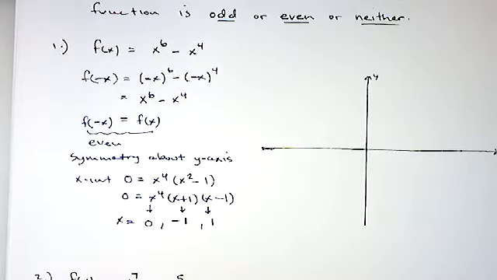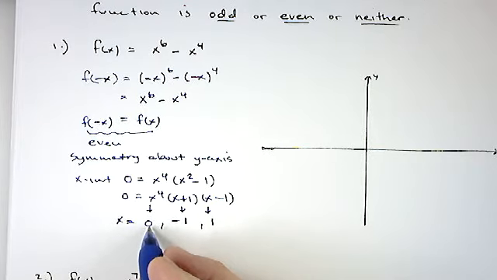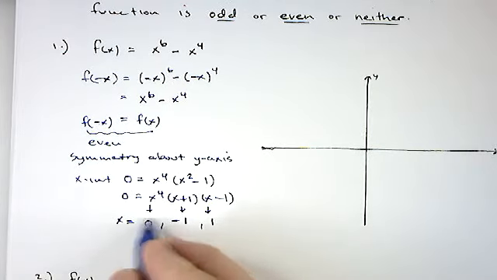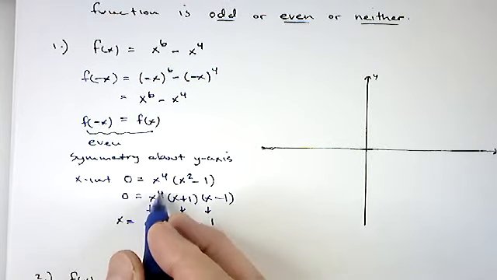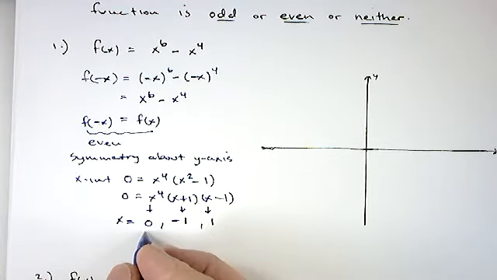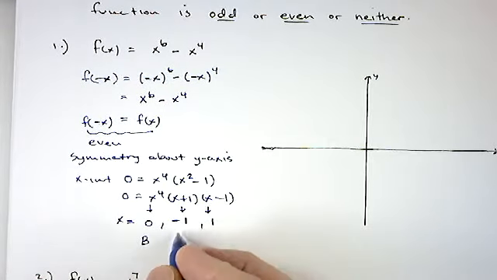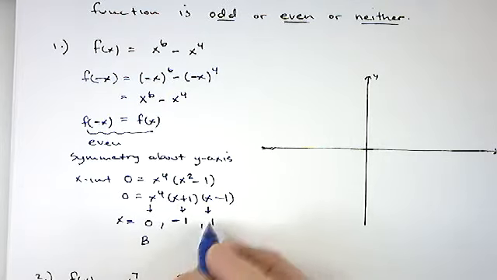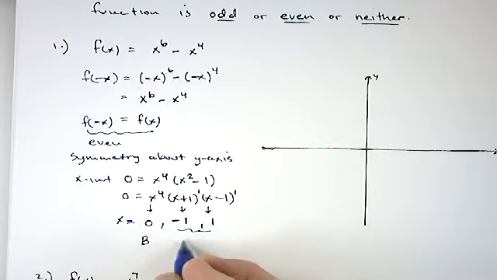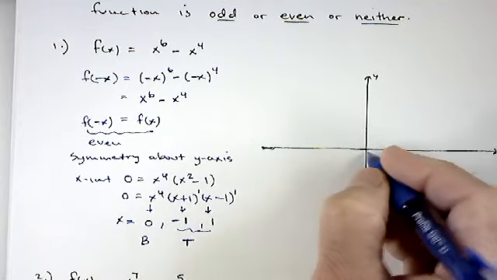And on the previous video, we talked about the idea of an x-intercept bouncing off the x-axis or passing through. And remember, it has to do with the power that your 0 comes from. This 0 came from x to the 4th, which is an even power. So this intercept, this 0, is going to bounce off. I'll just put B for bounce. Whereas both of these, -1 and +1, came from factors to the first power. So these zeros are going to go through. T for through.